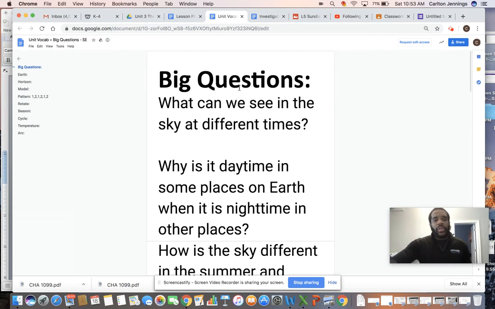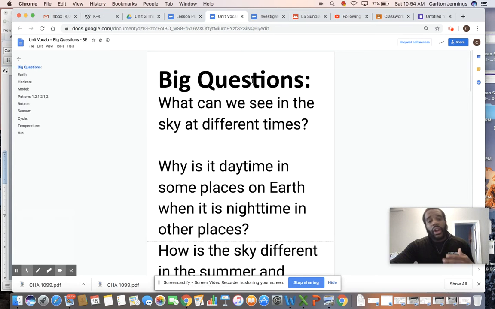So first off, our big question is, what can we see in the sky at different times? I want you to take a second and think of some things that we can see in the sky at different times. I know some of the things that you may have come up with, like we might see the sun in the sky, maybe the moon in the sky, some stars in the sky. I know we read a book and we saw an airplane, a bat in the sky, clouds in the sky. We might see rain in the sky. There's different things that you can see in the sky at different times. We're learning about these things as we move on.